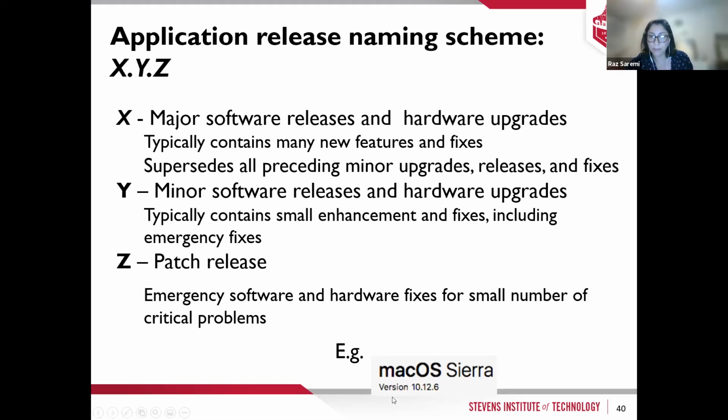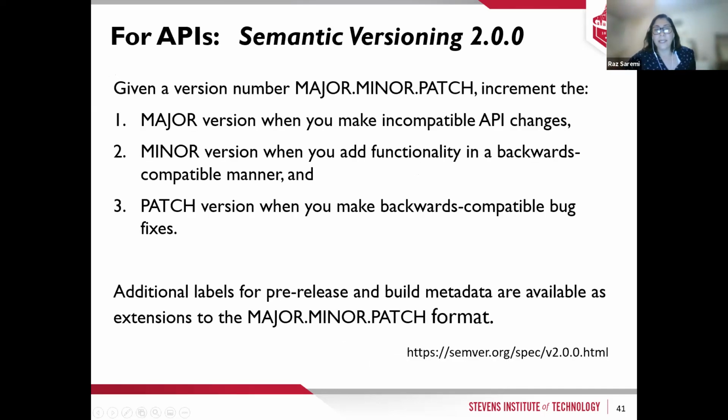For example, I have version 10, 12, 6. So my major version is 12. Then I have minor version is 10, minor version is 12, and the emergency that I needed to update was number 6. For the APIs, we can do the semantic version. It's practically the same. We do major, minor, patch. There's not very much difference between this one and the previous one, really.